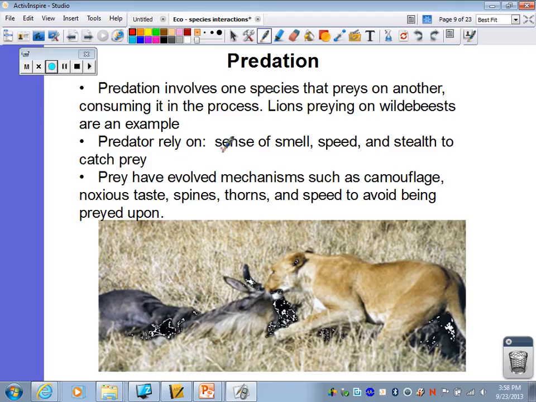Anyways, predators rely on lots of adaptations that help them to catch the prey, like sense of smell, speed, stealthiness. And then prey have also evolved some counter mechanisms to help them avoid being preyed upon, like camouflage, noxious taste, spines, thorns, and speed to also get away from the predator. And we'll probably be looking at some predator-prey growth curves because oftentimes predator and prey growth curves kind of follow each other, where the prey will grow and then the predator will follow it, and then when the prey decreases, the predator also decreases. So a lot of times they end up taking on these little cyclical growth curves.